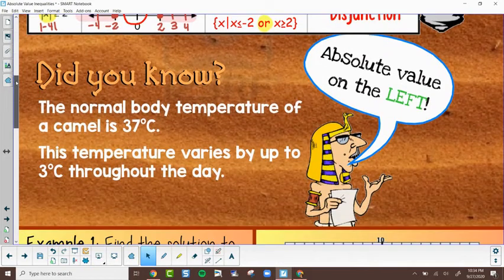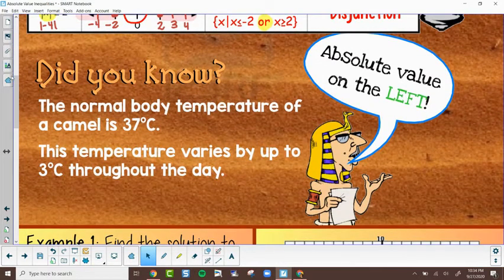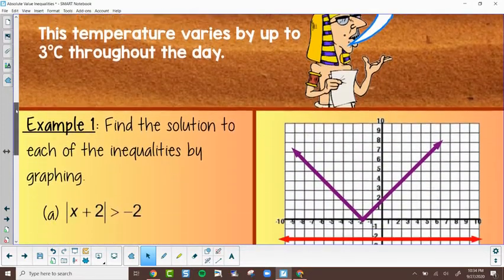I also have a fun did you know fact about camels that involves absolute value inequalities, because their temperature can vary 3 degrees upwards or 3 degrees downwards. It's just not exactly 3 degrees. It could be 2 degrees, 1 degree, a half a degree. But that's just a fun little did you know fact about camels that are quite fun in my opinion.